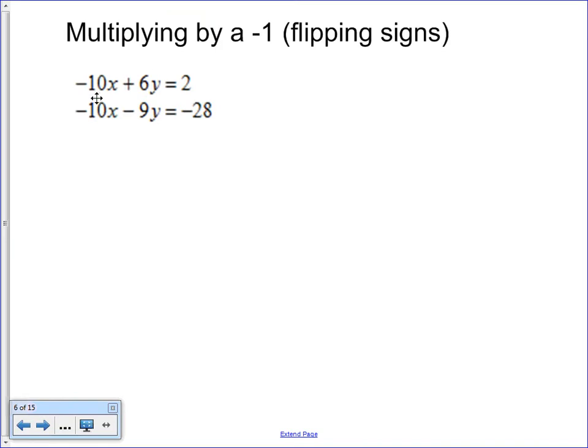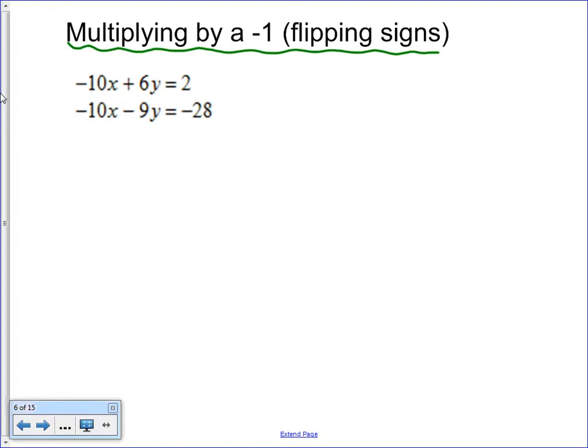So here are some problems where you notice we don't have opposite terms. We almost do. We have a negative 10x and a negative 10x. We want at least one of them to be positive and one of them to be negative, and in this case, we don't. So for these problems, we have to actually multiply one of the equations by negative 1. Going back to the steps that we talked about, this is the step 1 I'm talking about. We need to modify one or both of the equations. In this case, you only have to modify one.